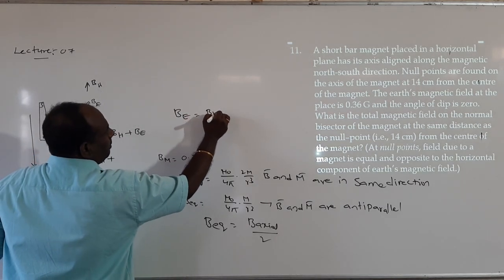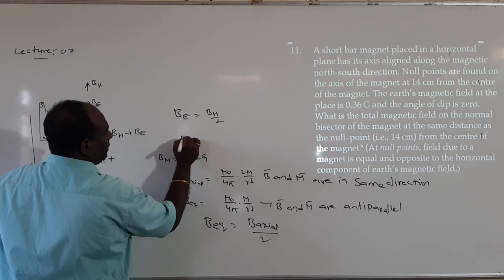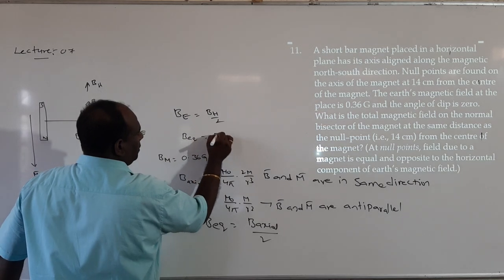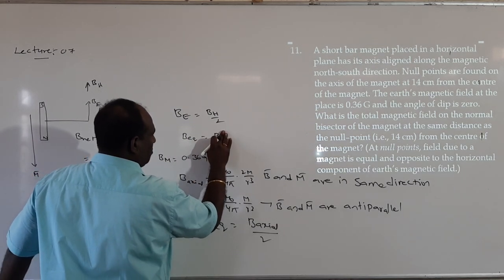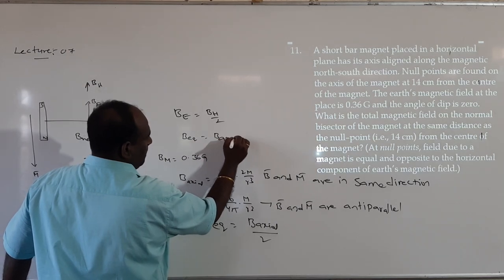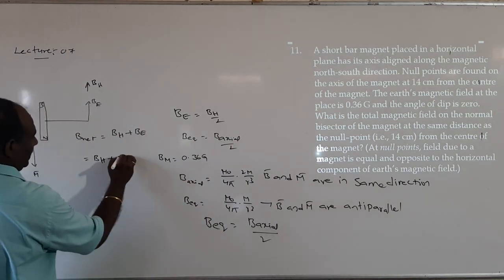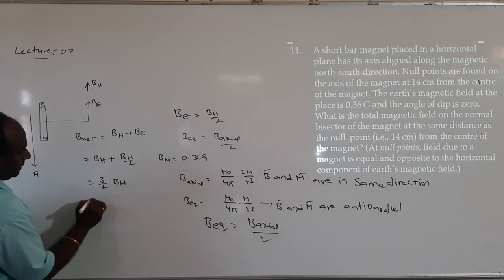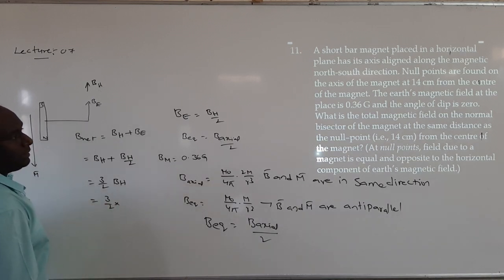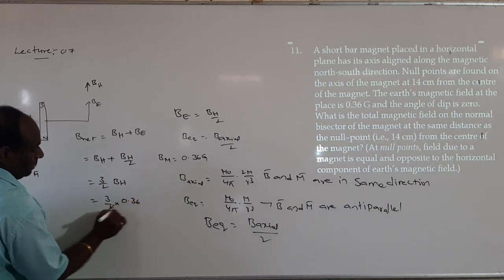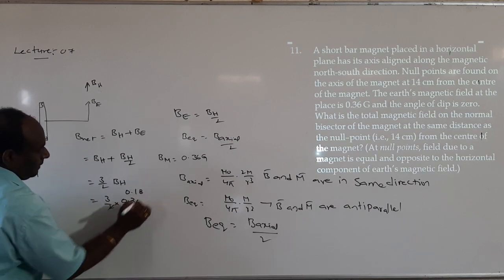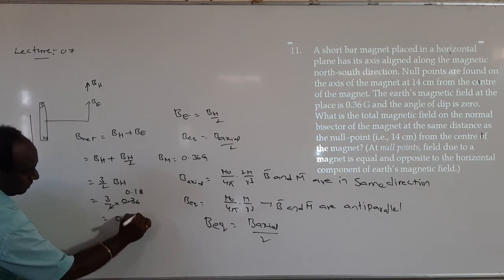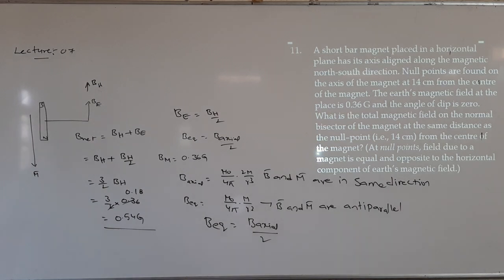BE is equal to BH by 2, because B equatorial is equal to B axial by 2. So BH plus BH by 2 gives 3 by 2 BH. BH is 0.36, half of it is 0.18, and 0.18 into 3 gives 0.54 G. This is the answer for the given question.